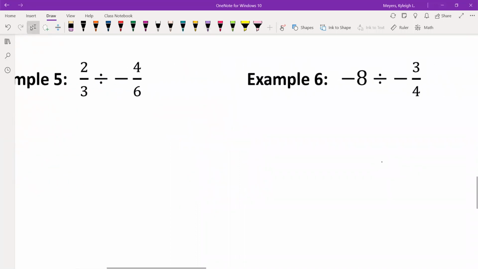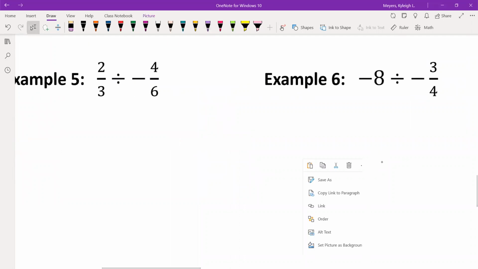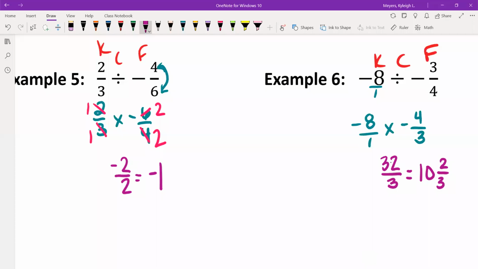Now I want you to try example 5 and 6 all on your own. Okay, 5 and 6, and we'll go over them in a sec. All right. So hopefully you flipped this 4 over 6 to 6 over 4. You found your cross products, which made it 2 over 2, which anything divided by itself is just 1. So it became -1. Then example 6, you had to know that it became 8 over 1. And then there were no cross products, so you just had to multiply and then simplify. So 10 and 2/3.